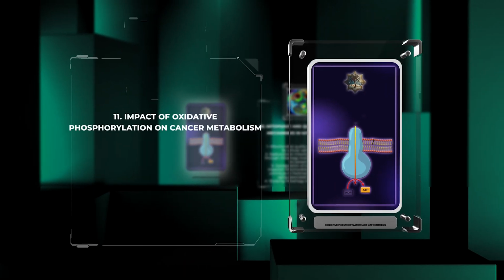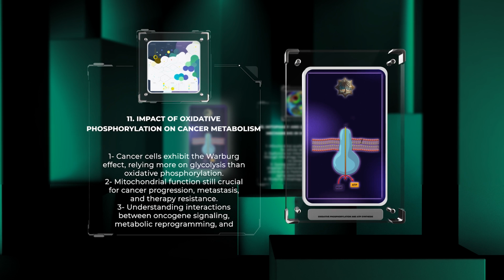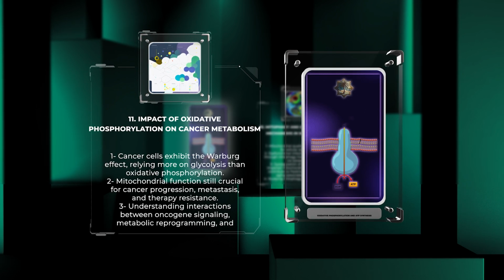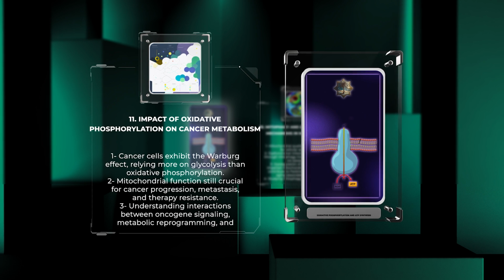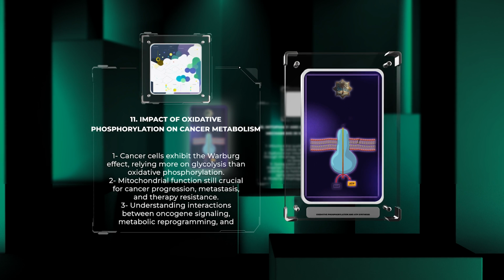Cancer cells have a unique metabolism called the Warburg effect, where they rely more on glycolysis than oxidative phosphorylation. However, mitochondrial function still plays a crucial role in cancer progression, metastasis, and resistance to therapy. Understanding how oncogene signaling, metabolic reprogramming, and mitochondrial function interact is an exciting field in cancer research.